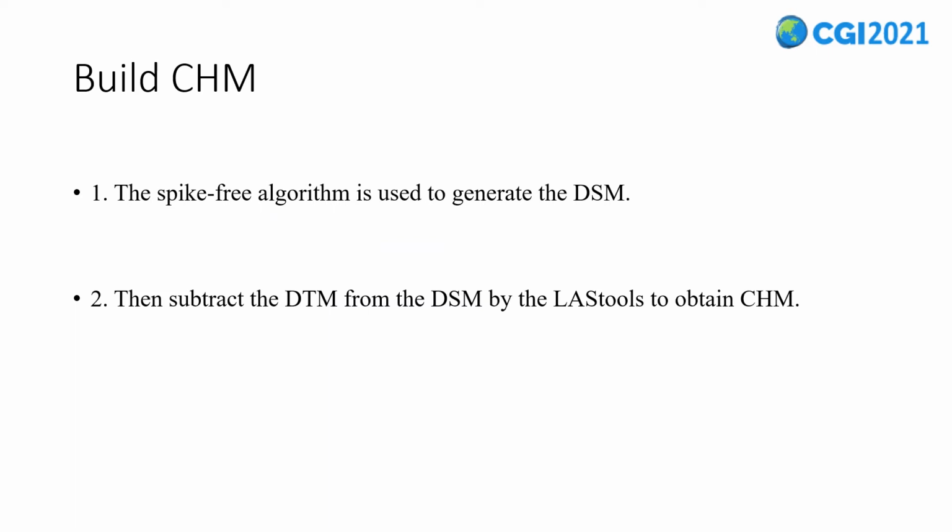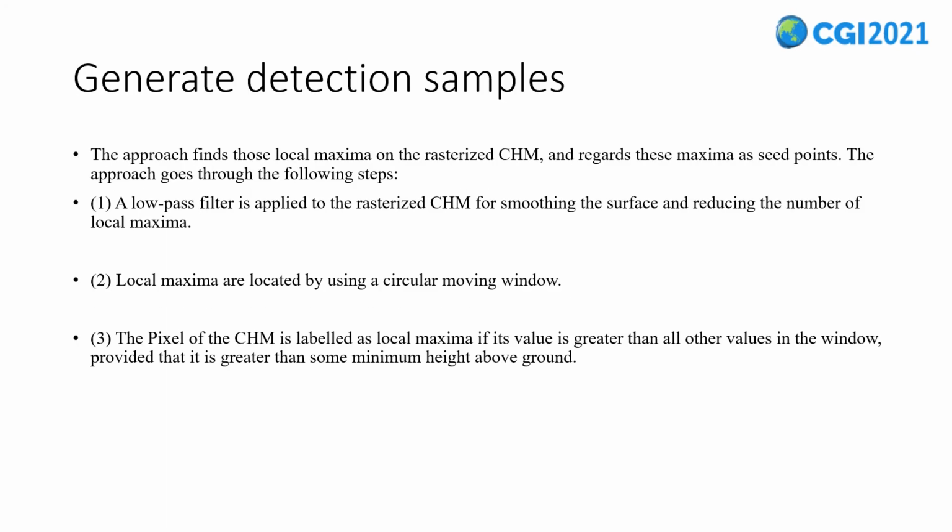For building the CHM, first, the spike-free algorithm is used to generate the DSM. Then subtract the DTM from the DSM by the LAStools to obtain the CHM. After the CHM, we need to generate detection samples. The approach finds those local maxima on the rasterized CHM and regards those maxima as seed points.